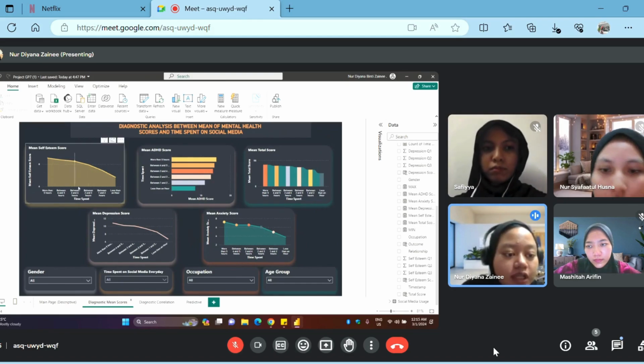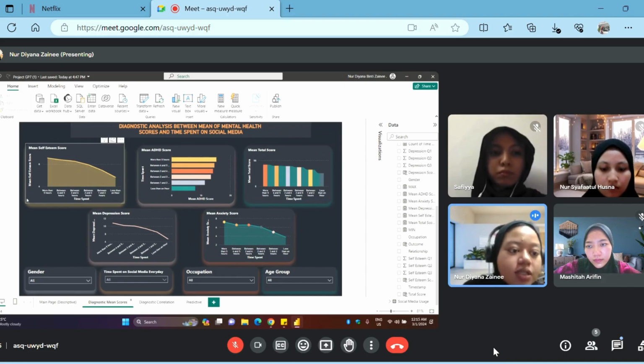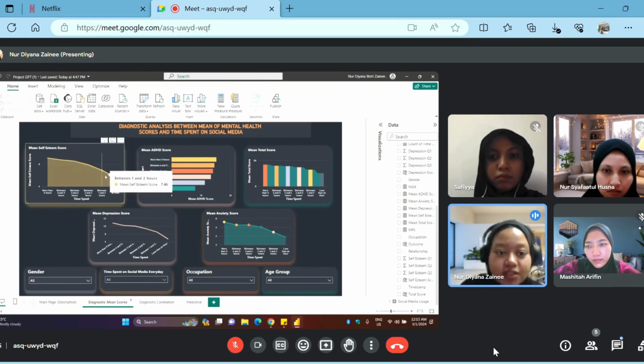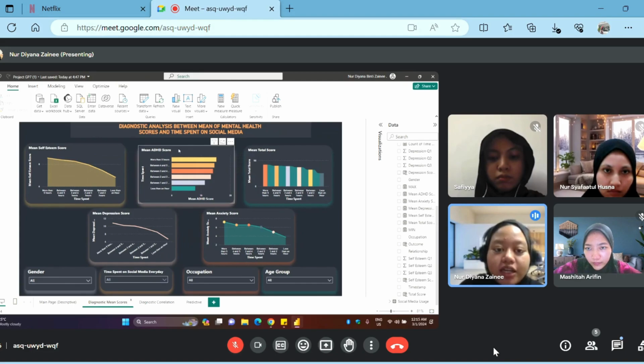For the means, as you can see here, for the self-esteem scores, as the time increases to more than 5 hours, the self-esteem score also increases. The mean of the self-esteem scores increases, followed by ADHD scores, depression scores, and also anxiety scores.